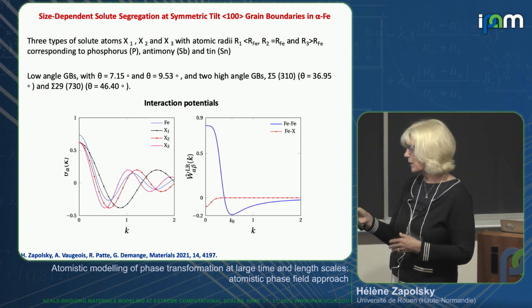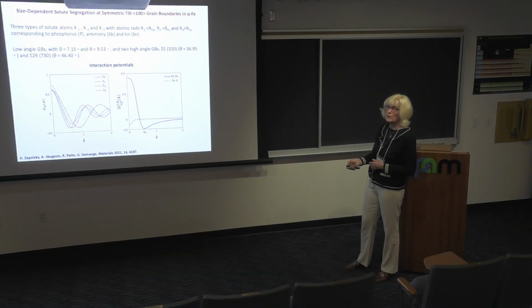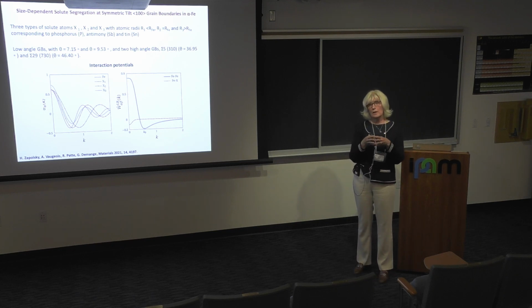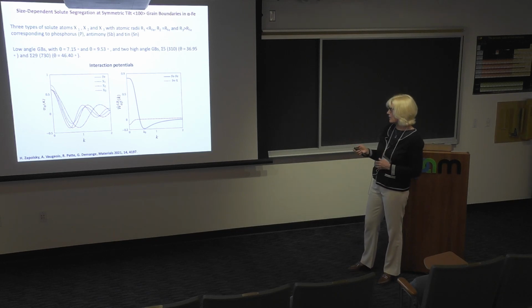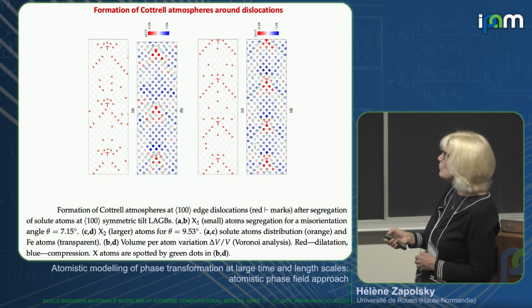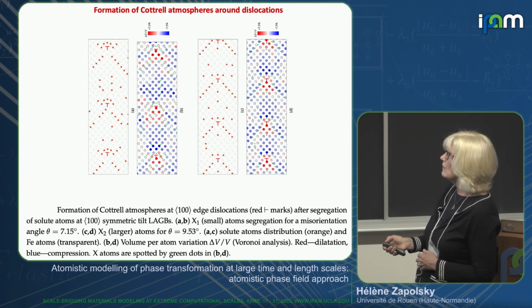If it is phase separation, it means that we take the potential with the minimum at k equals 0. I repeat again that if we take the interaction at k equals 0 negative, it means the atoms will try to go as far as possible, because k equals 0 means r equals infinity. So we push atoms far from each other. Doing this, we can obtain what we call the Cottrell atmosphere, the segregation of the solute atoms near the dislocation in the case of the low angle grain boundaries.